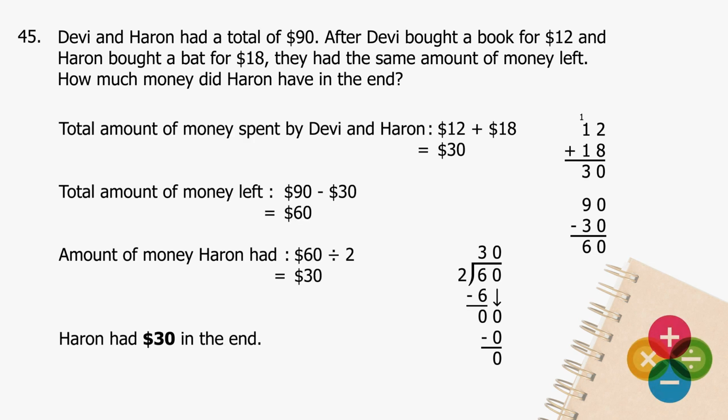The total amount of money spent by Devi and Haran will be, add $12 to $18, and the sum is $30. The total amount of money left will be, subtract $30 from $90, and the difference is $60. The amount of money Haran had will be, divide $60 by 2, and the quotient is $30. Haran had $30 in the end.